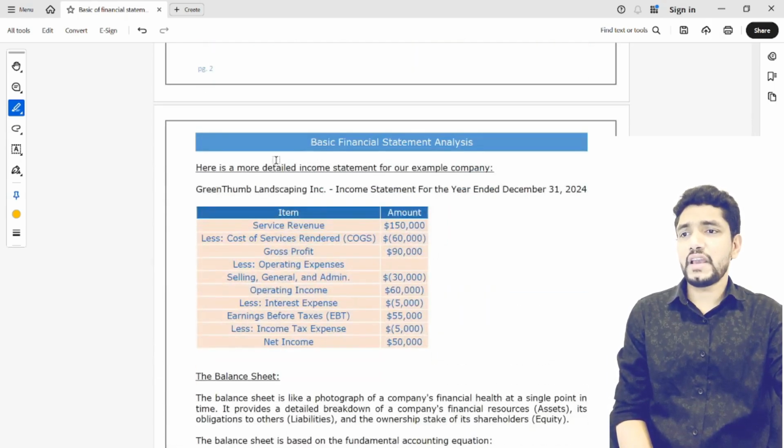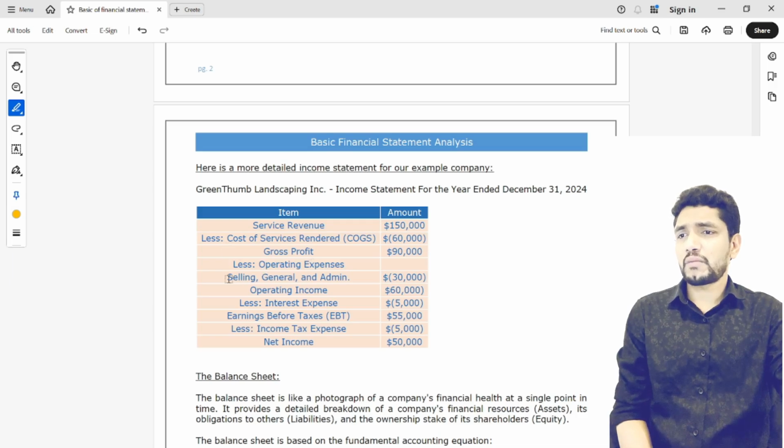So here you can see an example for an income statement. Here the revenue is 150,000. For the first thing, you have to reduce the cost of goods sold from the revenue. So you can get the gross profit, that is 90,000 in this case.